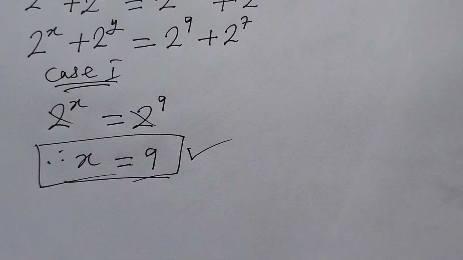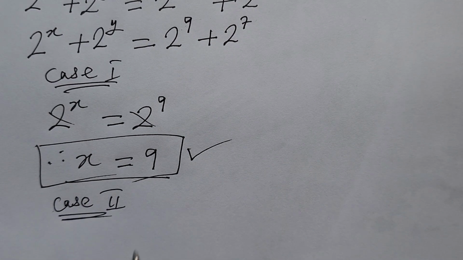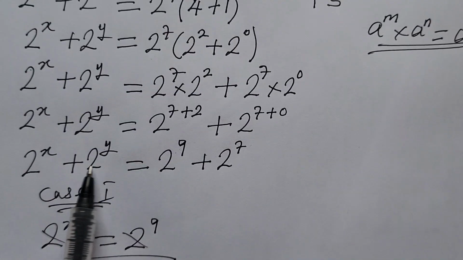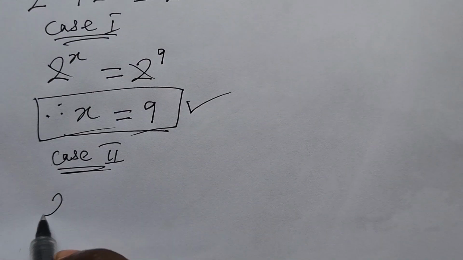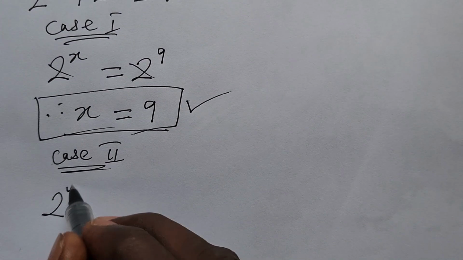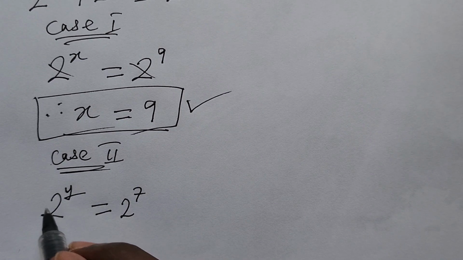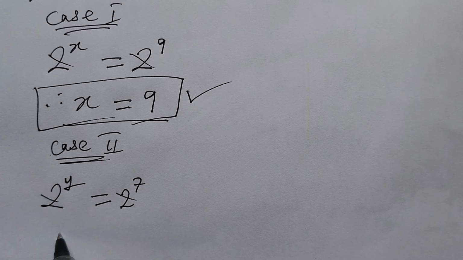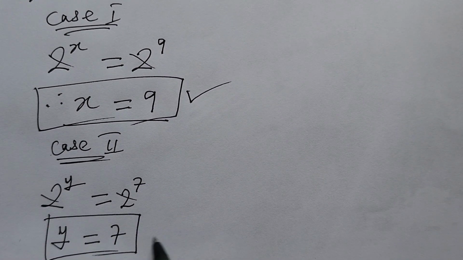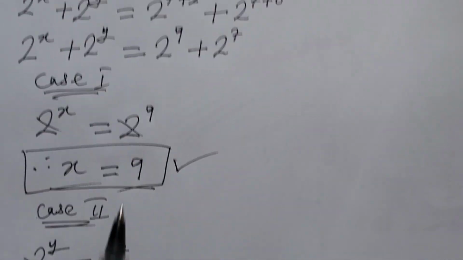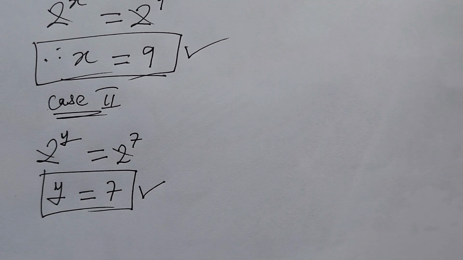Good. Now, we take our case 2. What is our case 2? We are going to equate this to this. So this will now give us 2 to the power of y equal to 2 to the power of 7. Again, these bases are the same, so they leave. We now have y is equal to 7. So we have x equal to 9 and y equal to 7.